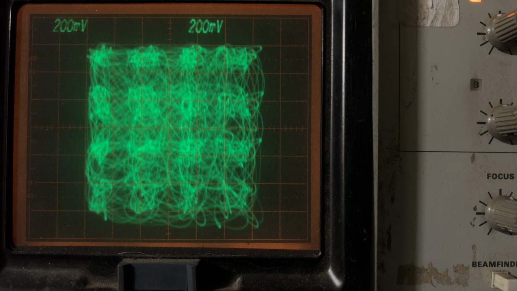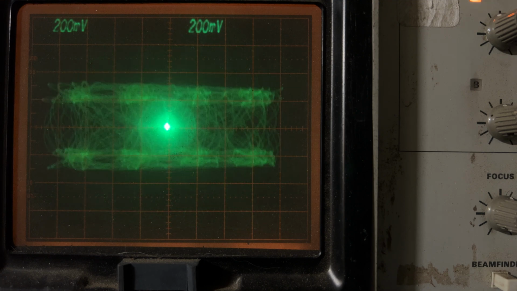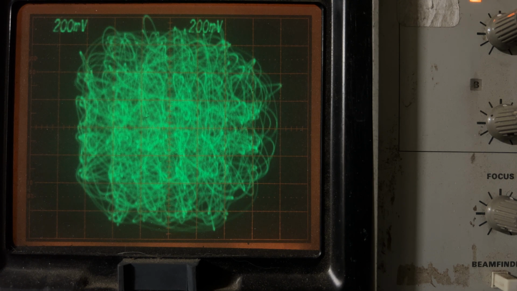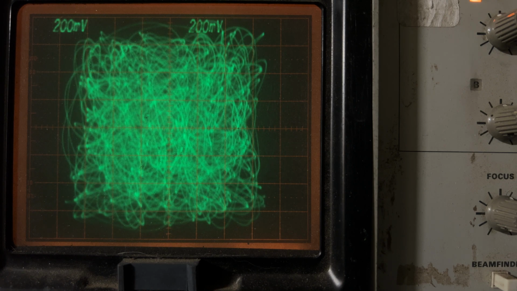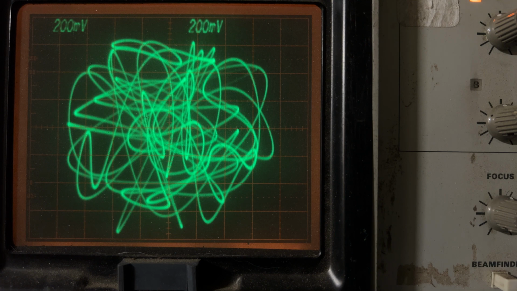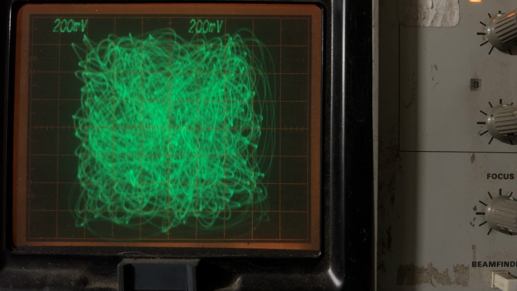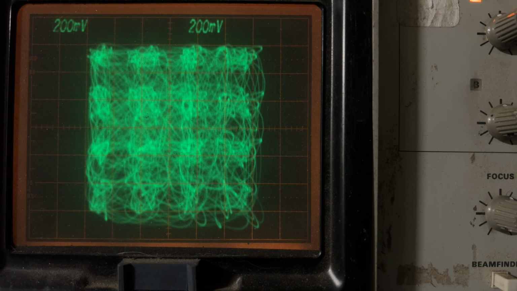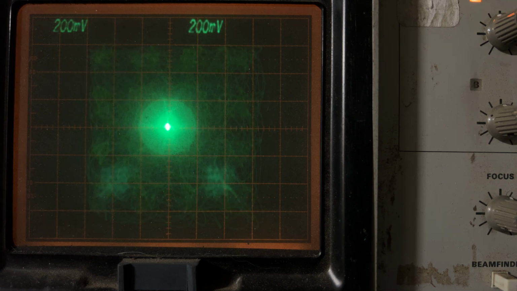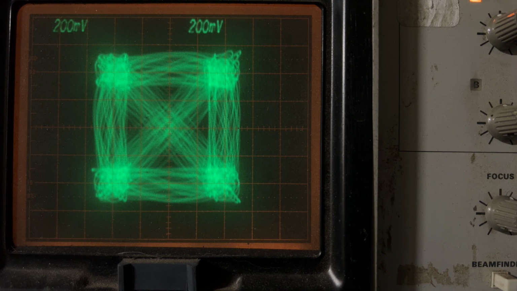16 QAM, 32 QAM, 64 QAM, 128 QAM. That one does not look correct. 256 QAM, and this is 16 QAM_2. So I looked at these on the digital scope, and it just looks so much nicer on the analog scope. That's why I keep the analog scope around, because some things just look better.